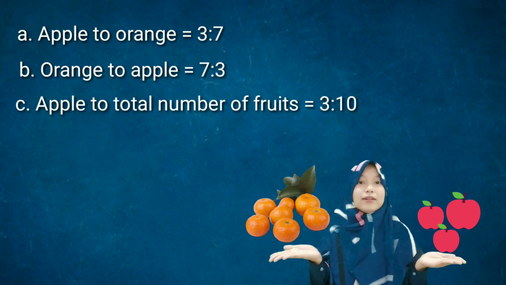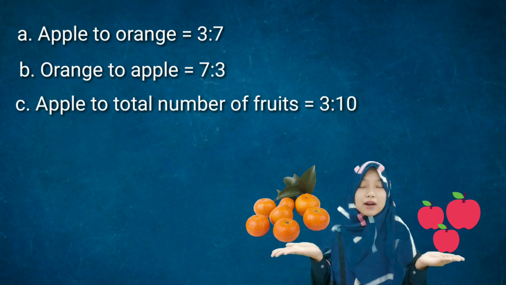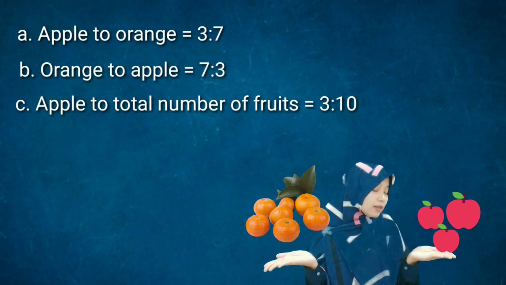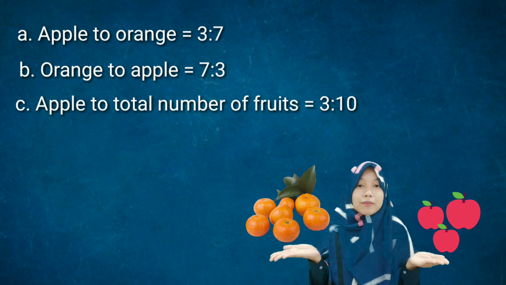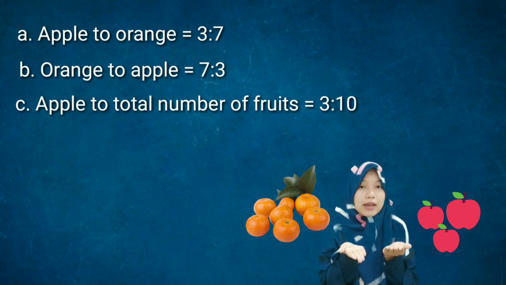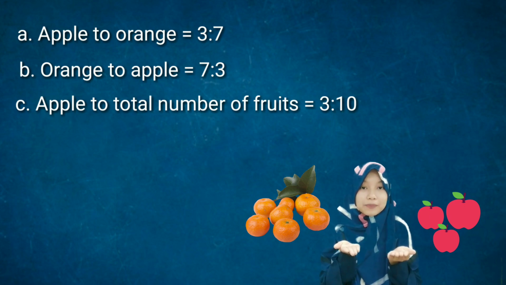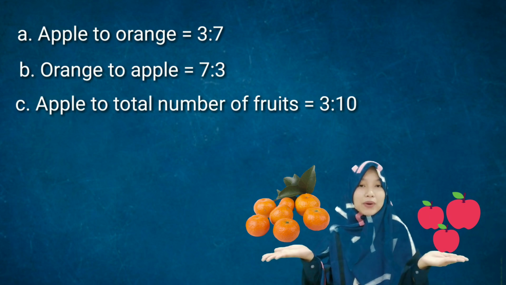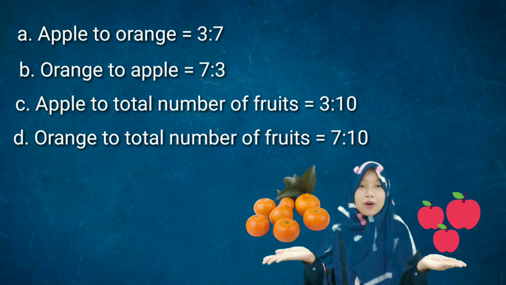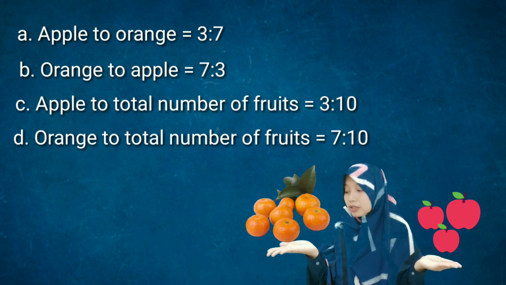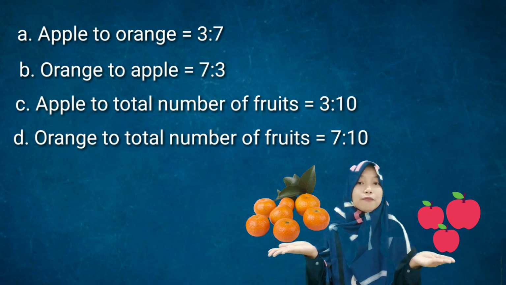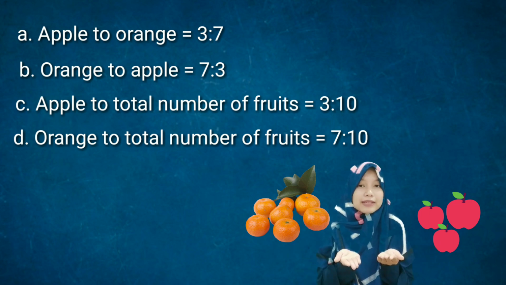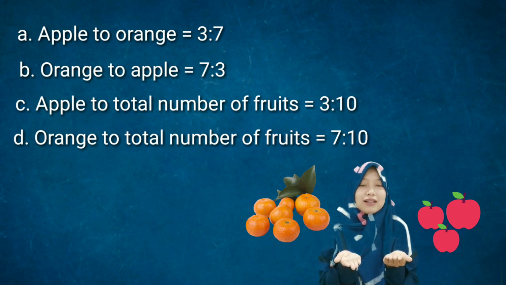So, the ratio of the number of apples to the total number of fruits is 3:10. So, the ratio of the number of oranges to the total number of fruits is 7:10.